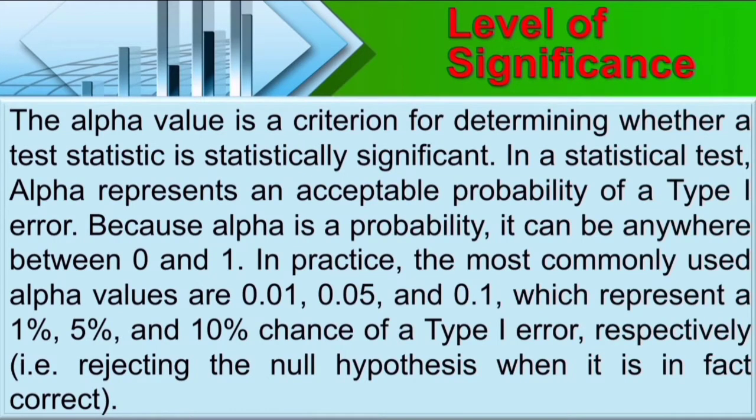Level of significance. The alpha value is a criterion for determining whether a test statistic is statistically significant. In a statistical test, alpha represents an acceptable probability of a type 1 error. Because alpha is a probability, it can be anywhere between 0 and 1. In practice, the most commonly used alpha values are 0.01, 0.05 and 0.1, which represent a 1%, 5% and 10% chance of a type 1 error respectively. For example, rejecting the null hypothesis when it is in fact correct.